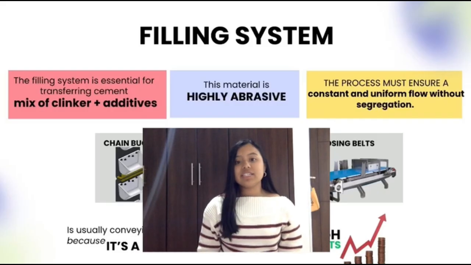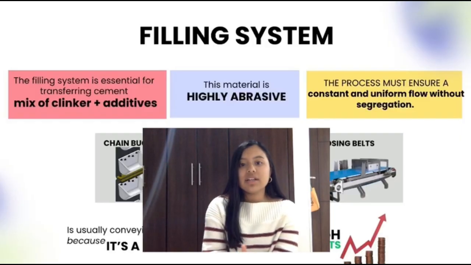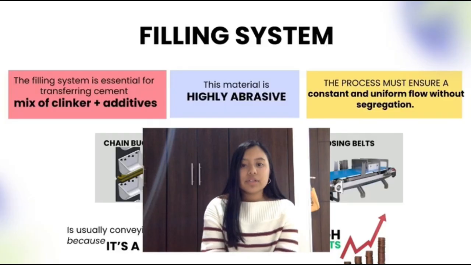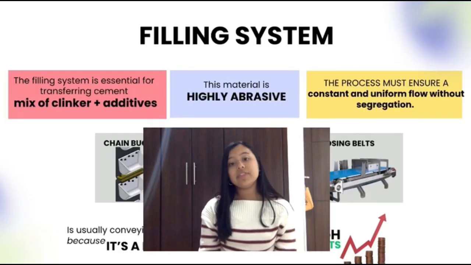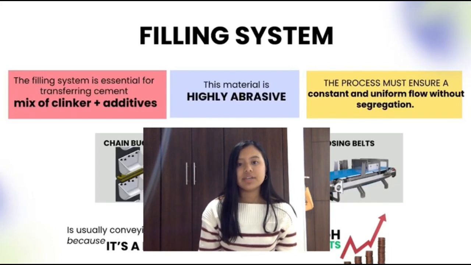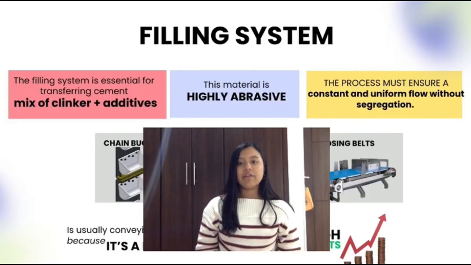The filling system is essential for transferring cement, which is a mix of clinker and additives. This material is highly abrasive, so the process must ensure a constant and uniform flow without segregation. The system not only moves the material, but also protects both the product and equipment. Therefore, hoppers and silos must be built with wear-resistant plates, especially in impact zones where cement is discharged. A cable-activated protection system is also recommended. It should be made of cast aluminum to withstand abrasive conditions.